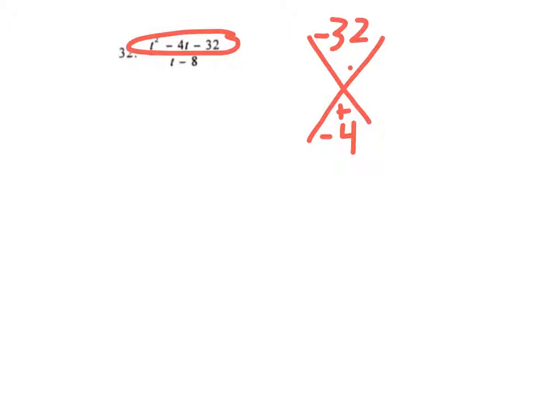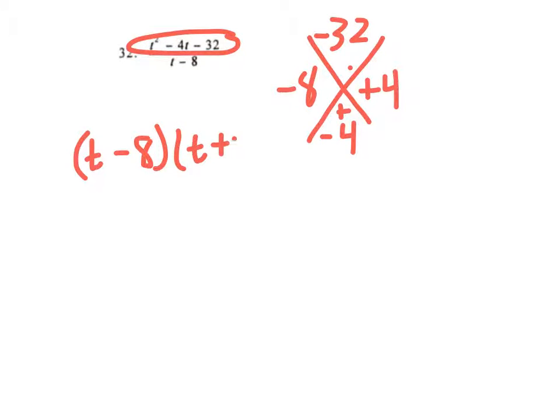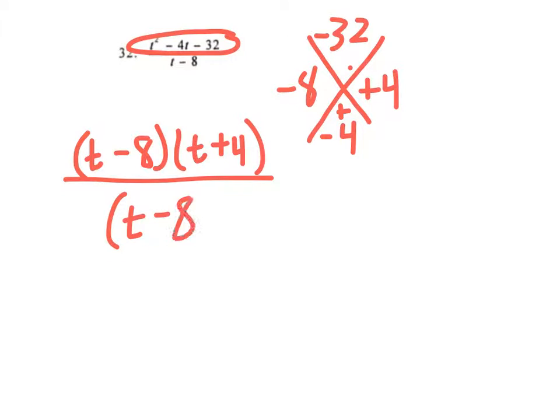In this case, it's going to be negative 8 and a positive 4. So that means that the top of my fraction is going to be t minus 8 and t plus 4. On the bottom, we already have a t minus 8. If you want, you can put parentheses around it. So since we have two t minus 8s, my final answer is just going to be t plus 4.